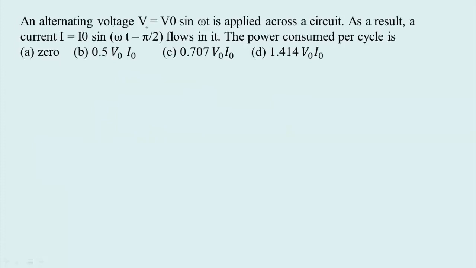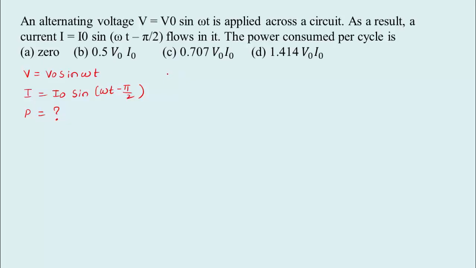An alternating voltage V equal to V naught sin omega t is applied across a circuit. As a result, a current I equal to I naught sin of omega t minus pi by 2 flows in it. The power consumed per cycle is, see here, we have the equation for voltage V equal to V naught sin omega t, and the current equation I equal to I naught sin of omega t minus pi by 2. Then we have to calculate power consumed per cycle, that is P value.